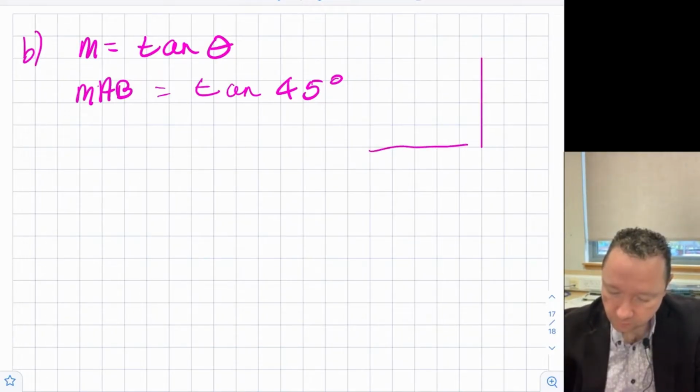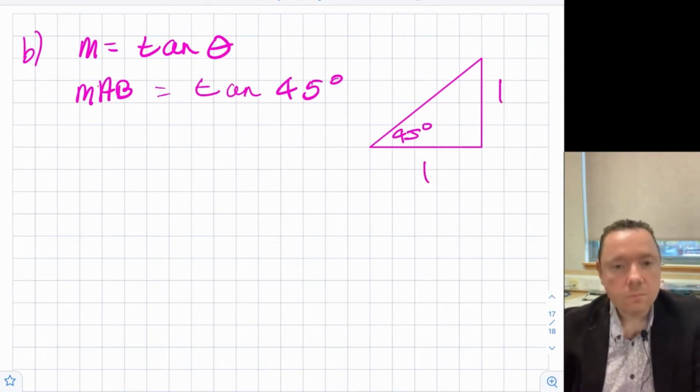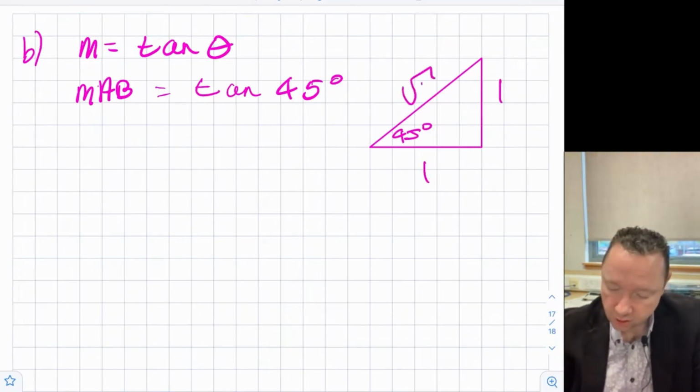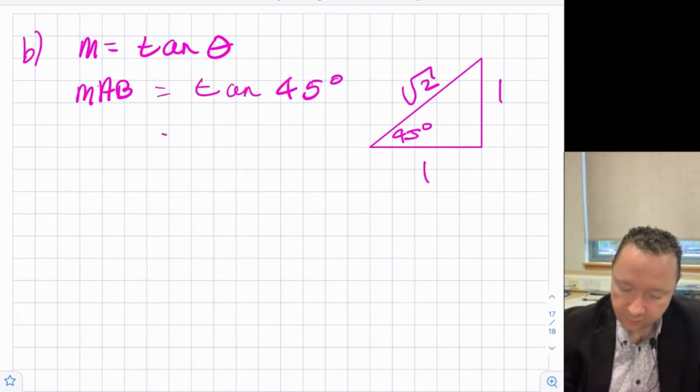If I draw a right angle triangle and I want a 45 degree angle, then both of these are 45, which means it must be isosceles, so it's 1, 1. Using Pythagoras, I would get root 2. The tan of 45, even without a calculator, is just opposite over adjacent, it's 1.